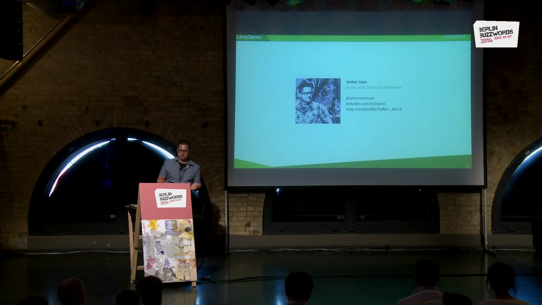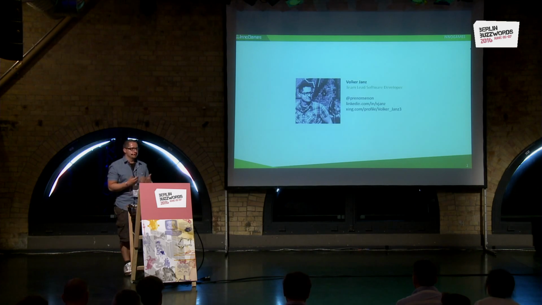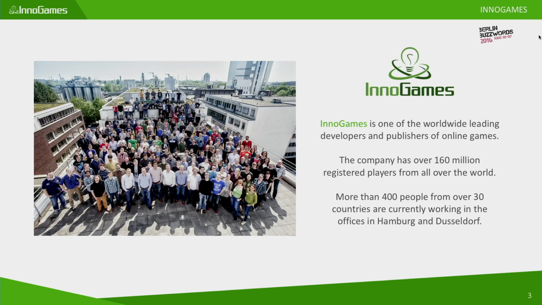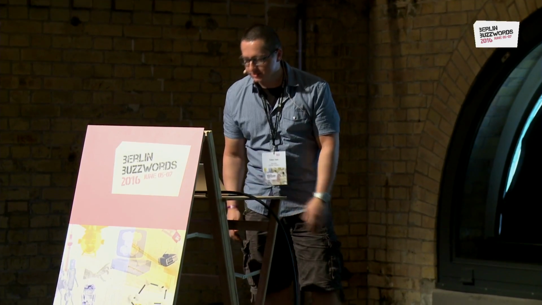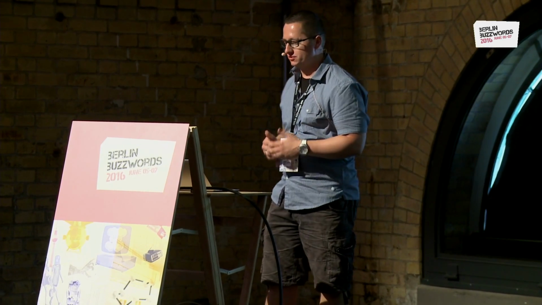So my name is Volker, and I'm a software developer, team lead software developer, actually, for InnoGames. And you can find me on Twitter, LinkedIn, Xing, whatever you like. Actually, I'm leading a team of data engineers, and we are dealing with the whole data infrastructure at InnoGames. Shortly about InnoGames, we are an online gaming company, and we have more than 160 million players all around the world, and more than 400 people working for InnoGames from 30 different countries. The main office is in Hamburg, but we also have an office in Düsseldorf.